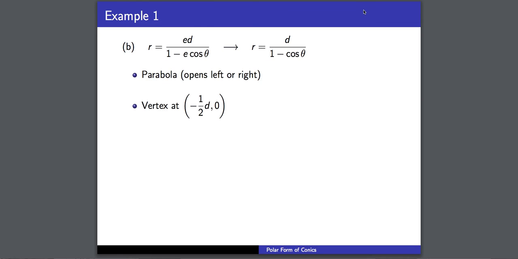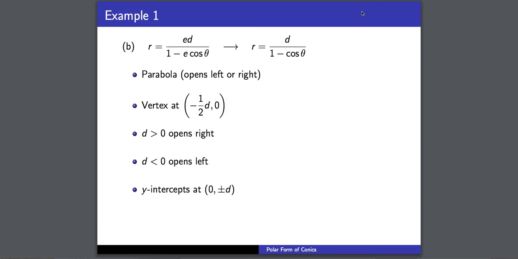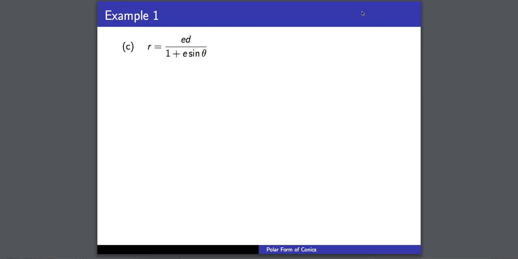So it's going to open left or right, vertex at (-1/2 times d, 0). If d is positive, it opens right. If d is negative, it opens left. And our y-intercepts again at (0, plus or minus d).